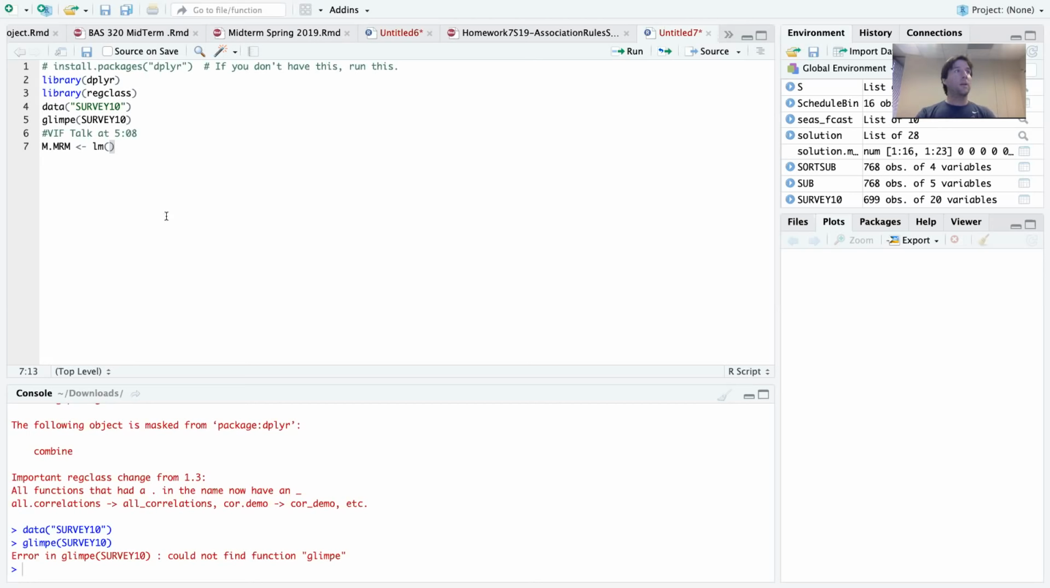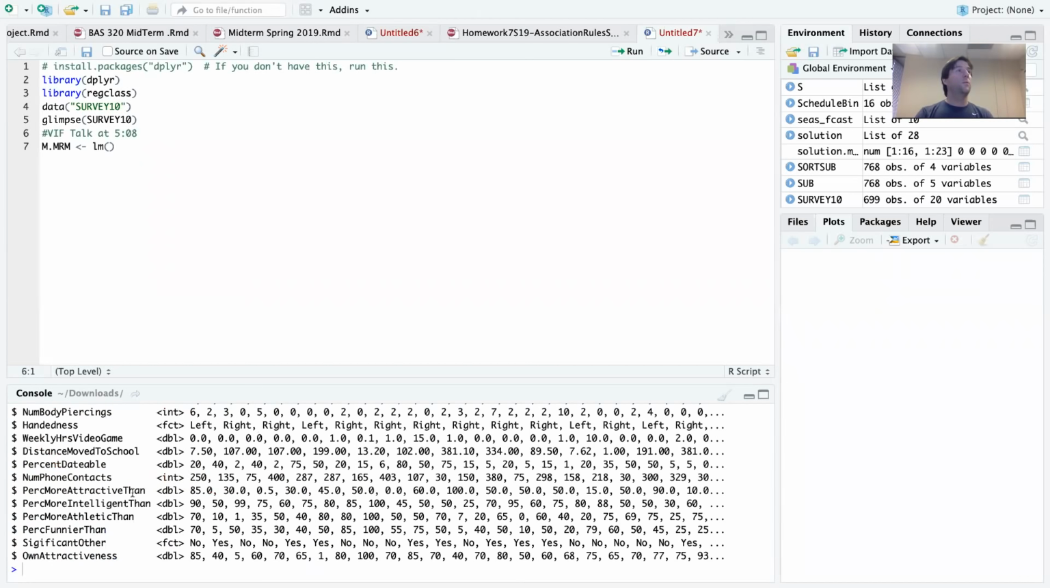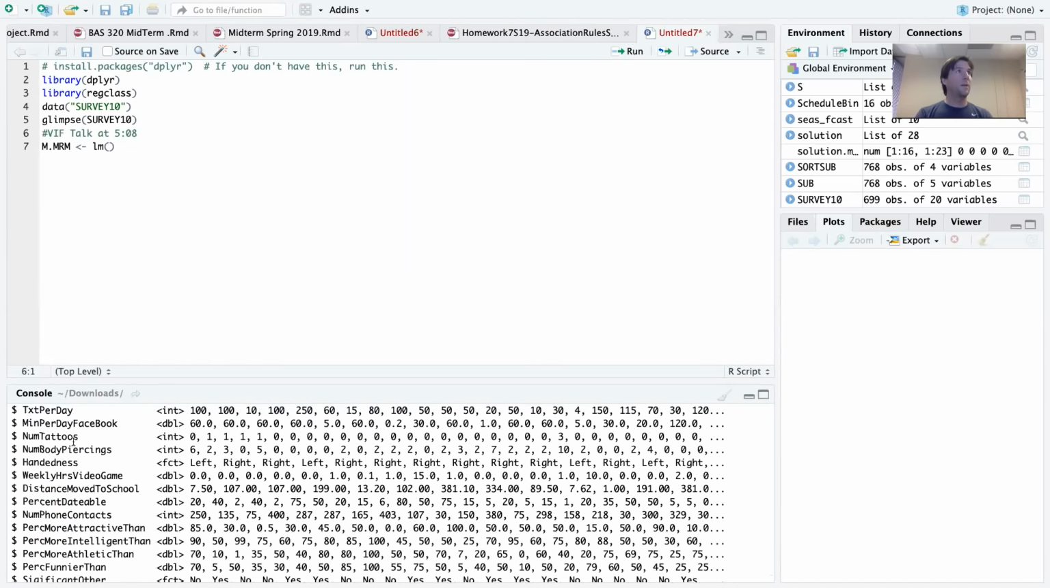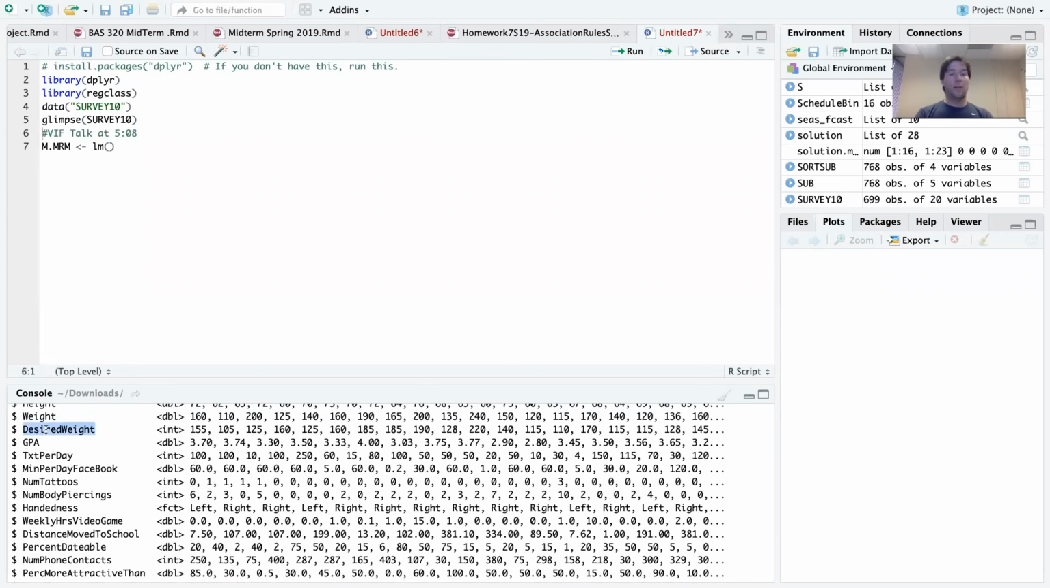So to make this right here, we're gonna do, cool. Let's grab some variables right here. And why not? We'll do desired weight plus weight plus GPA. And these are my X's. And let's talk about what we have right here and what it all means. So I'm making a multiple regression model.